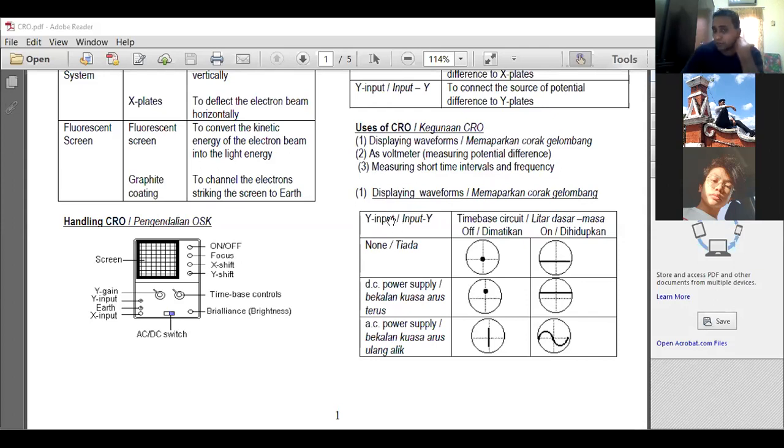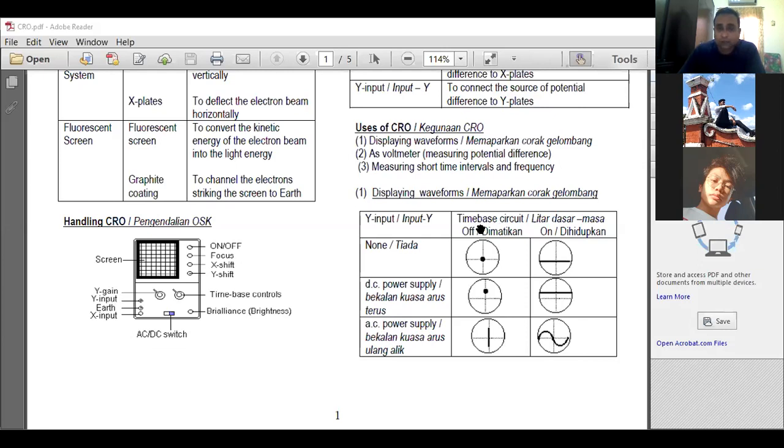Now the first column they call it the Y input. Now Y input means Y plate. Now when they say Y input none, that means the Y input is not connected to anything. Okay, that means the Y plate not connected to anything. When they say DC power supply, connected to battery lah. And then AC power supply connected to AC current power supply.